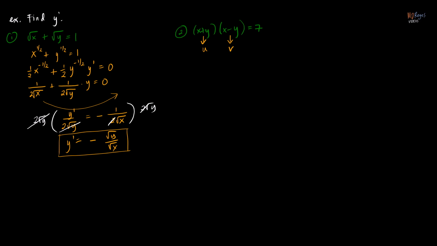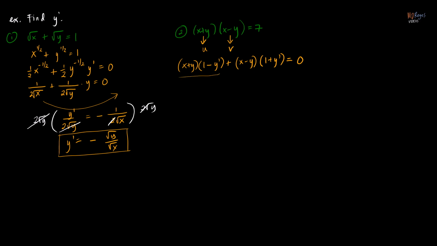So differentiating using the product rule, you'll have u, x plus y, times dv. dv is the derivative of x minus y with respect to x. So the derivative of x with respect to x is 1, while the derivative of y with respect to x is denoted by y prime. Plus v, x minus y, times du, where du is the derivative of x plus y with respect to x. So that is 1 plus y prime, equals the derivative of 7, which is 0.